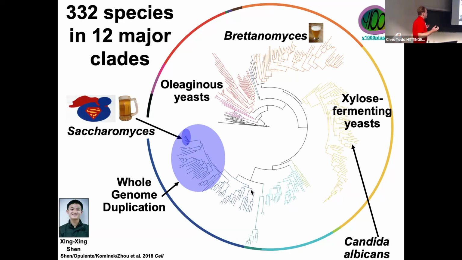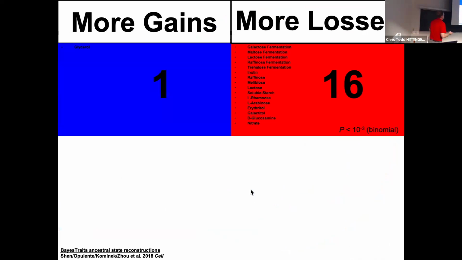Okay, so having a tree and a bunch of traits, one of the things we can do is march through time, backward in time from the tips through the various nodes, and ask whether we're seeing more gains and losses over the hundreds of millions of years. And it's not even close. There are more losses by a long shot. These are a list of traits in that data set that are statistically significant on their own. 1 to 16 is a blowout.